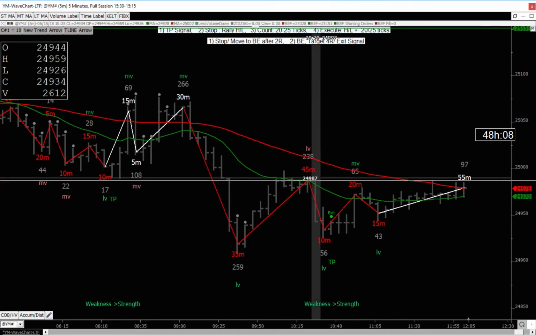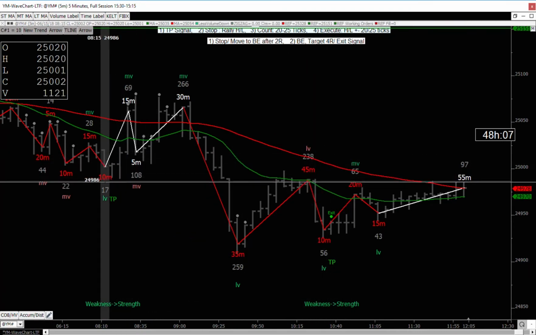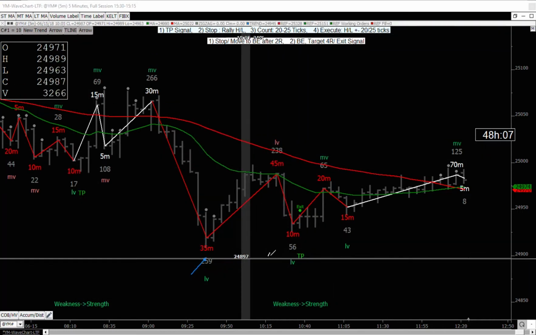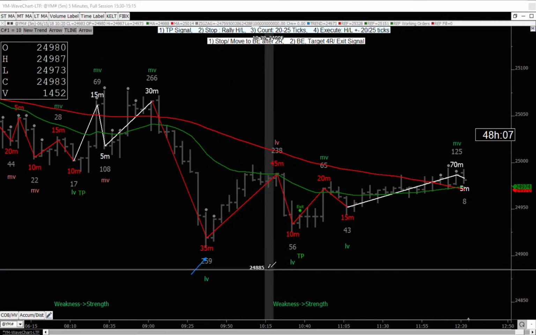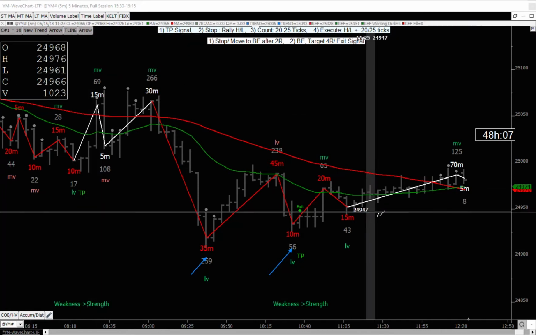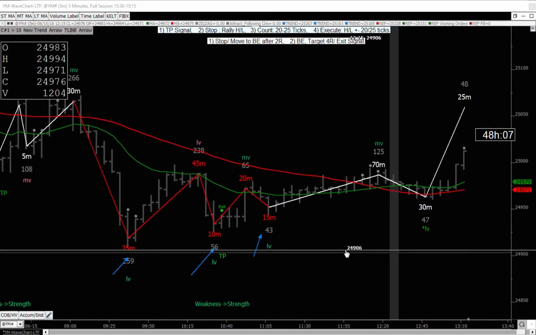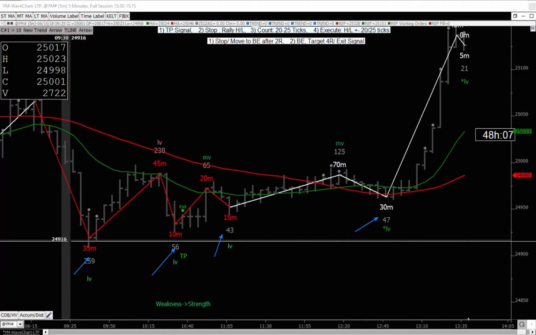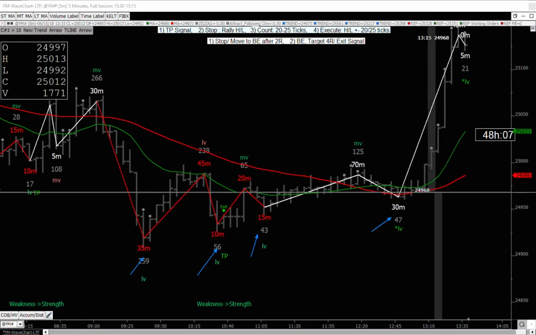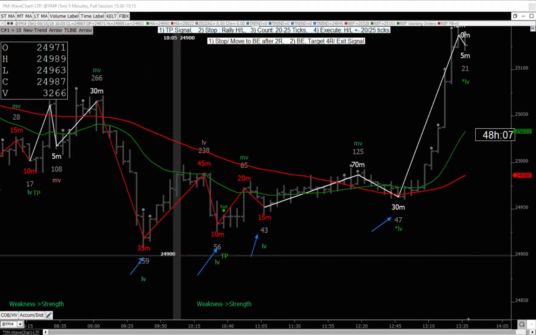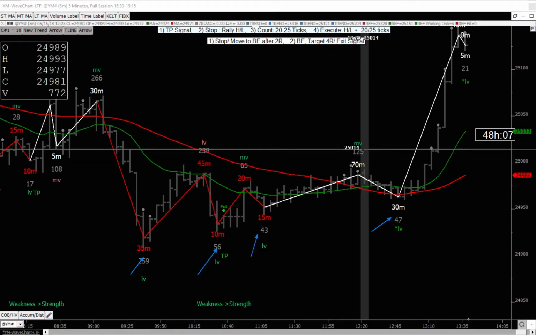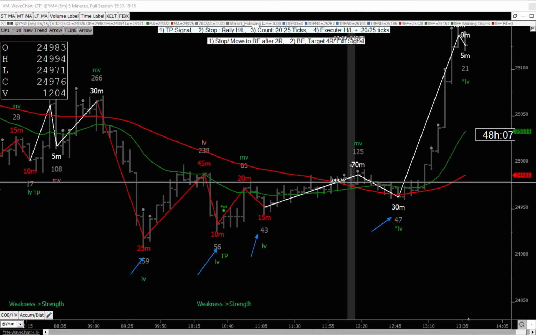Anyway, it goes down, and 238. Now you just have to wait for supply to dry up, and it dried up, went from 259, and then you had 238. Now watch as supply dries up. 259, 56, 43, and 47. So it went from 259 all the way down. And on the buy side, 238, 65, and then 125, and the trend basically right here started making highs.